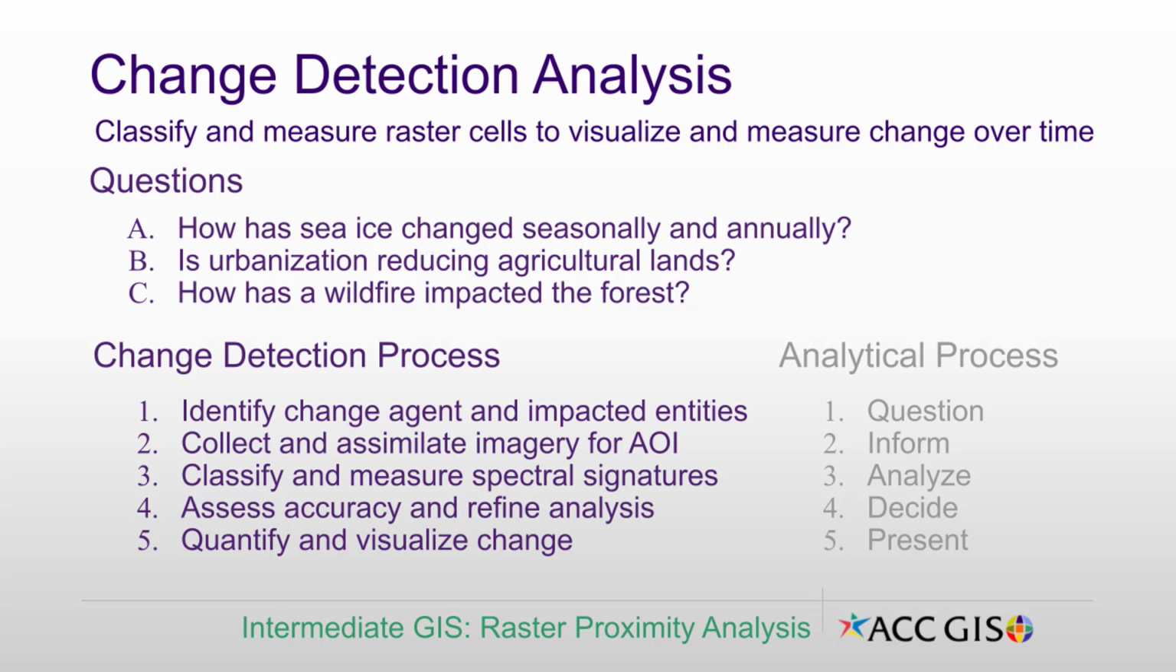And so we can use the analytical process, question, inform, analyze, decide, and present, to perform change detection analysis. First, we identify the question, which is to identify the change agent and impacted entities. Next, we inform our analysis by collecting and assimilating imagery for our area of interest. Then we assess our accuracy and refine our analysis to decide on our findings. And last, we present our results by quantifying and visualizing change over time.